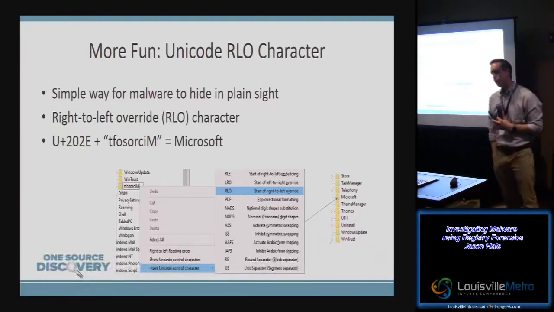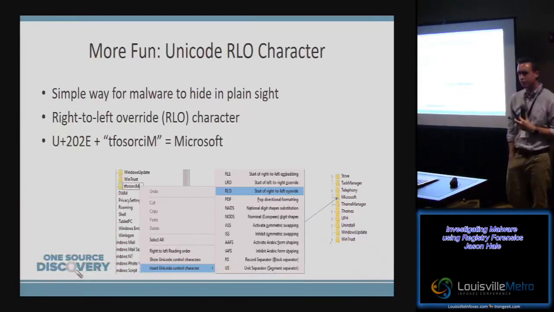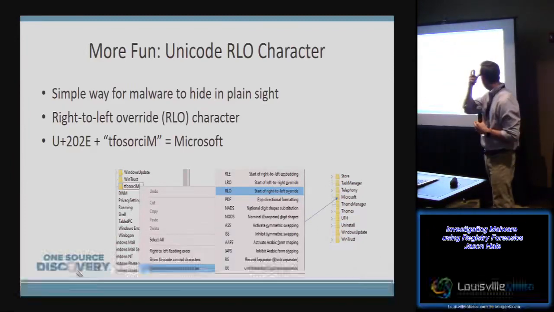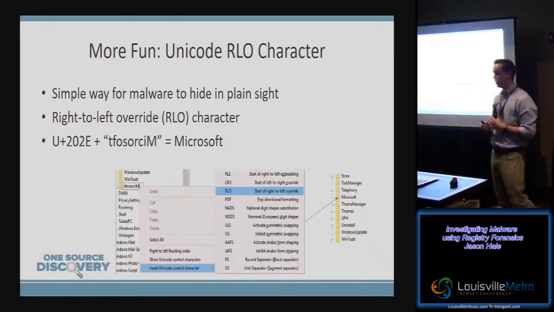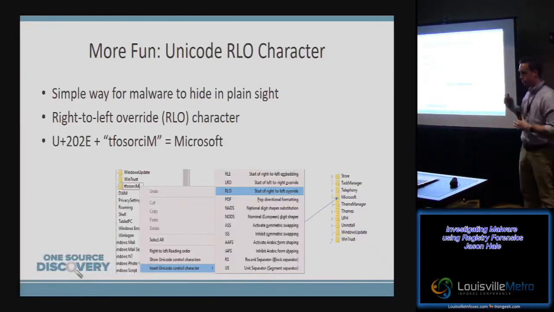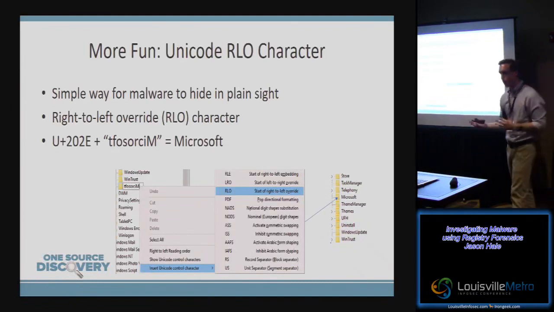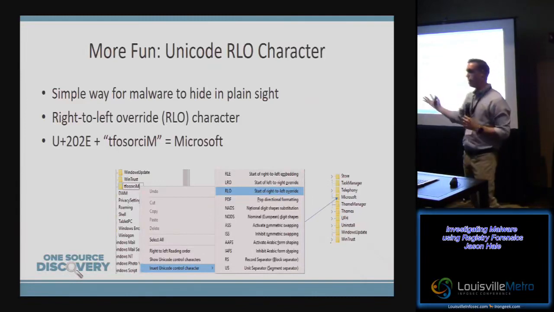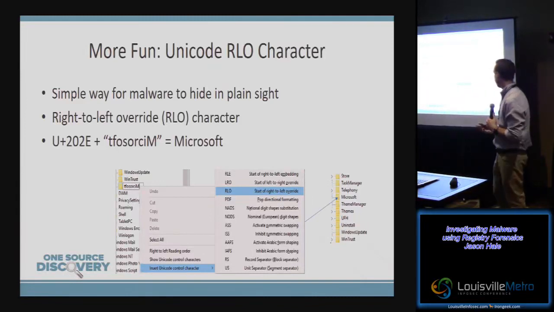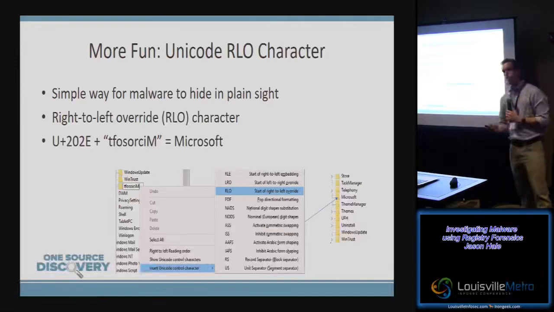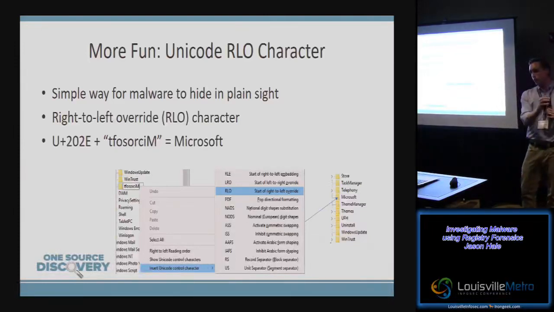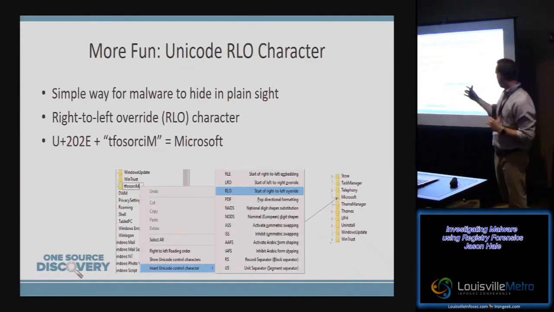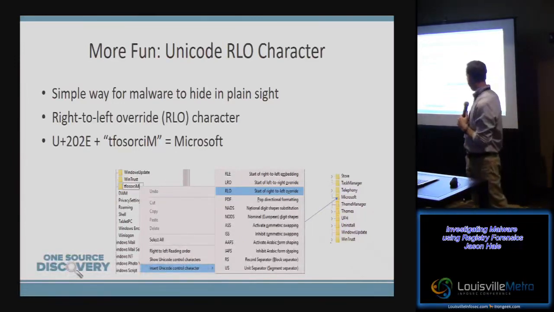How many of you have heard of the Unicode right-to-left override character? Anybody? So a couple of you. If you've done any type of work with code sets, you may have seen this, but generally you probably haven't heard of it. So this is a simple way for malware, or anything, to hide in plain sight in the registry. The way the right-to-left override character works is it takes everything after the RLO character and reverses it. For example, you can do this easily in regedit.